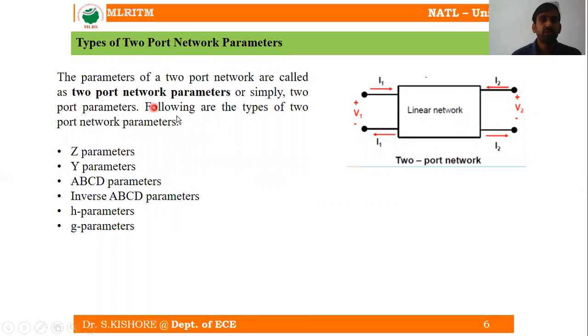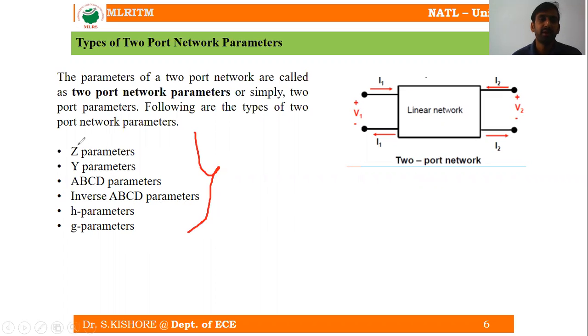So the parameters of a two-port network, these 6 parameters, are known as the two-port network parameters, or simply the two-port parameters. The two-port parameters are the Z parameters, Y parameters, ABCD parameters, inverse ABCD parameters, H parameters, and G parameters. These are the conventions of the two-port network parameters.